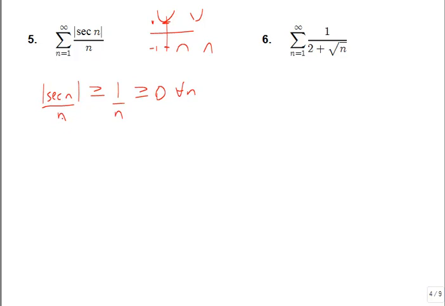So the one that we're comparing this to is 1 over n. And this is actually the smaller series this time because it's smaller than our secant of n over n. Does it converge or diverge? Well, it's the harmonic series. It's a p series with p equal to 1, so it diverges because it's the harmonic series. And if the smaller series diverges, then that forces the bigger series to diverge as well. So by the comparison test, the absolute value of secant of n over n must diverge as well.